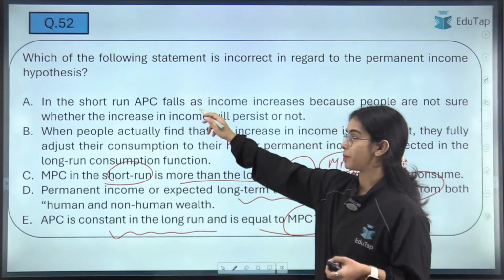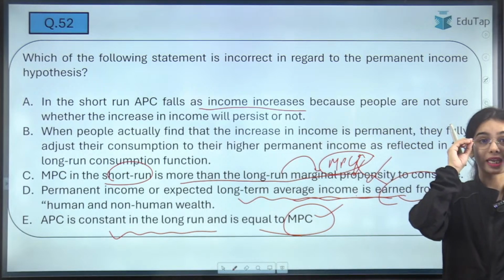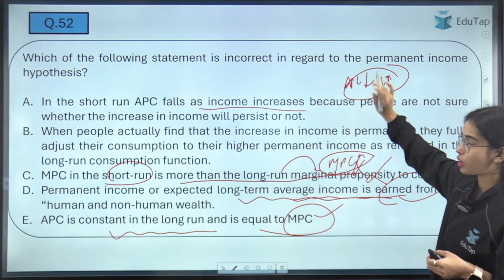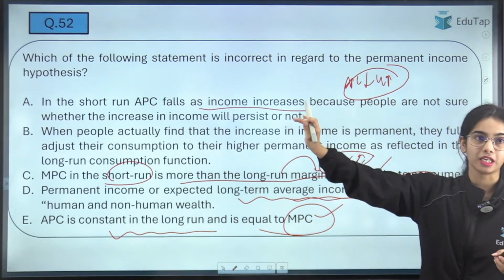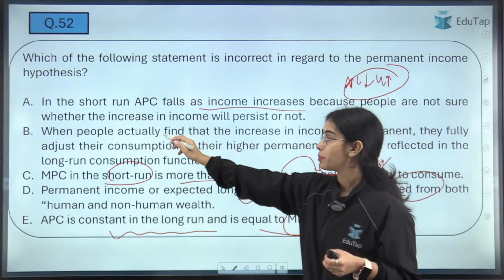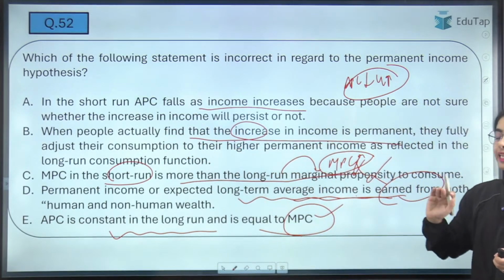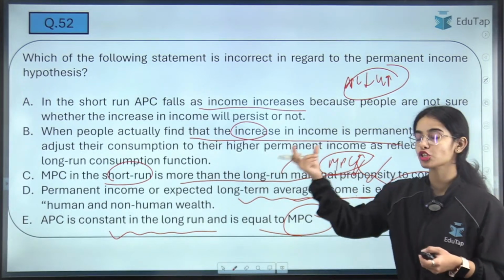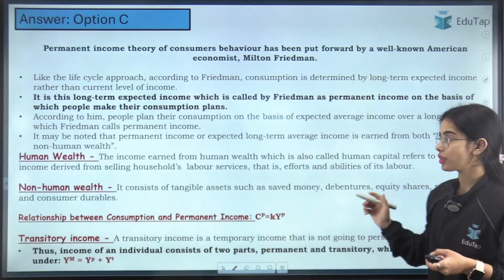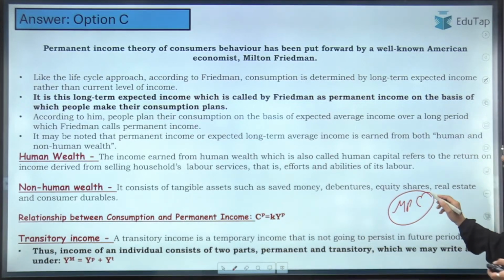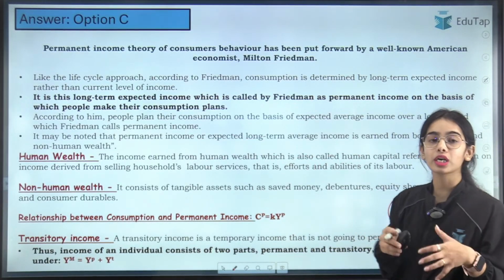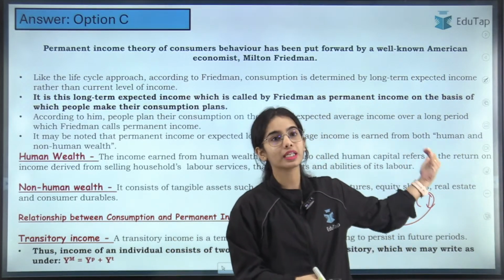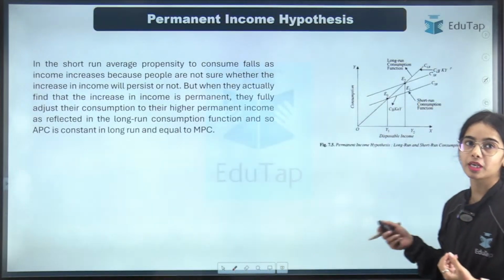In the short run APC falls as income increases, so that is correct. In the short run your APC is falling as your income is increasing. All of this is proved by the permanent income hypothesis. When people actually find that the increase in income is permanent, only then will they increase their consumption. So MPC is higher in the long run, while in the short run the MPC is lower, because people are very unsure or uncertain about what might happen in the future. So this is what the permanent income hypothesis says.